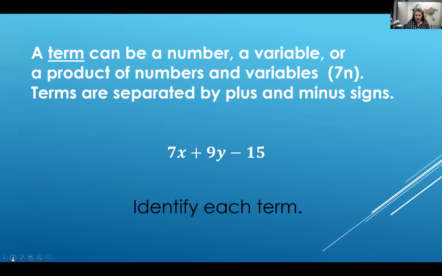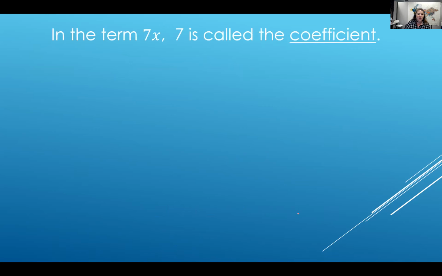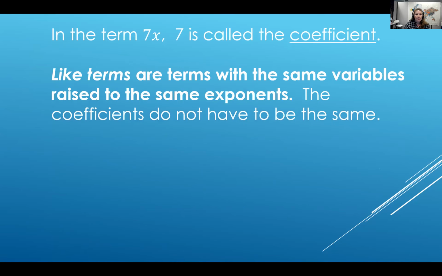So here, the first term is 7x. The second term is positive 9y, and the third term, remember that minus sign separates terms, but it also belongs to the 15. So our terms are positive 7x, positive 9y, and negative 15 or minus 15. All right. So in the term 7x, 7 is called the coefficient. So whatever number is being multiplied by that variable is called the coefficient.